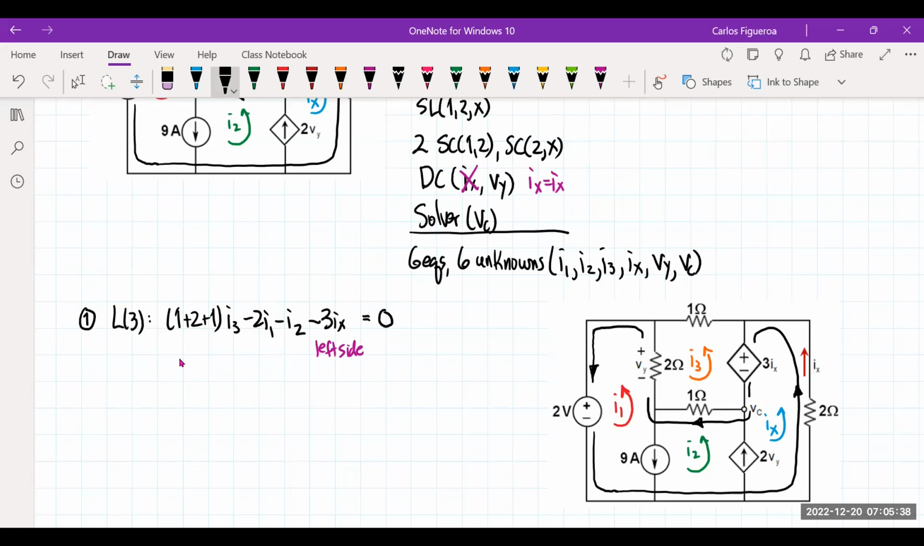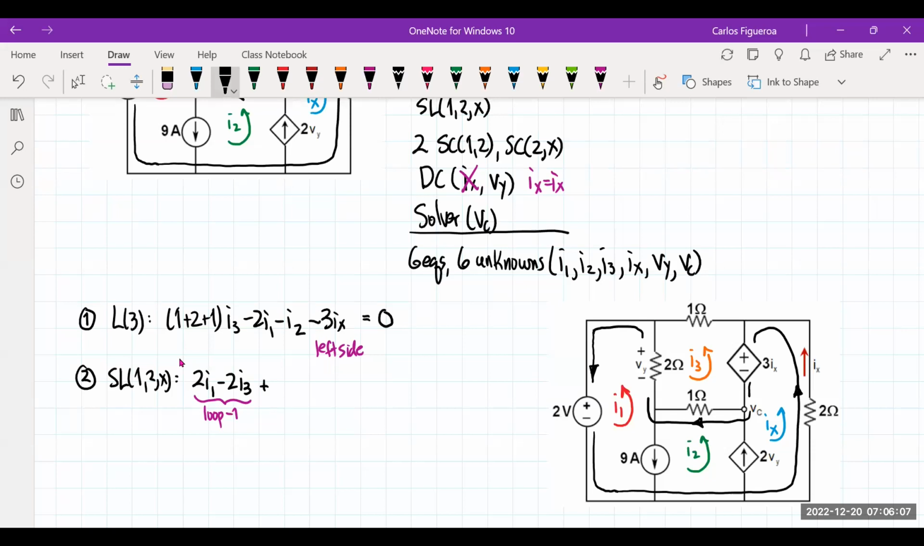Okay. Now let's look at the super loop. If I look at the super loop, this is between 1, 2, and X. Here's what I'm going to write. So the first loop, note that I only have 1 resistor. So that should be 2I1 minus 2I3, right? So right here is loop 1.